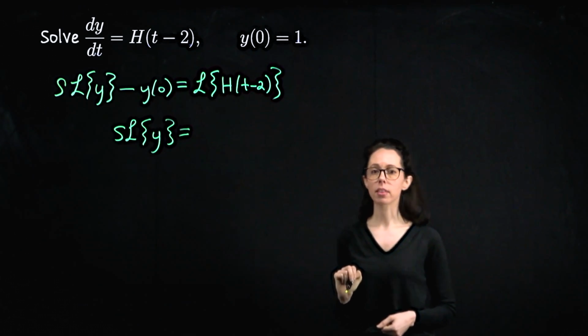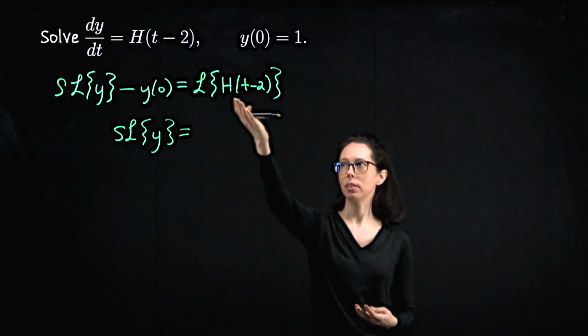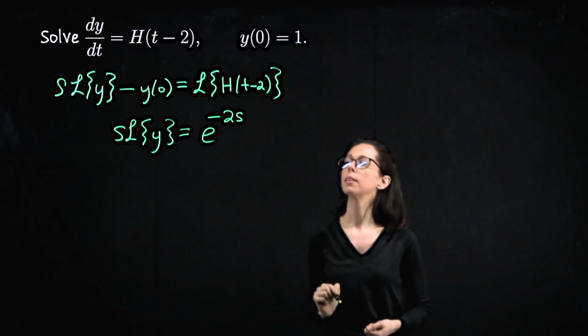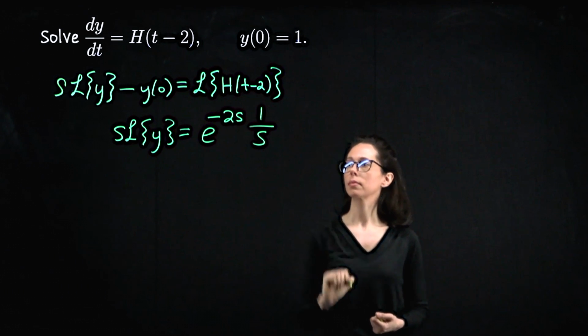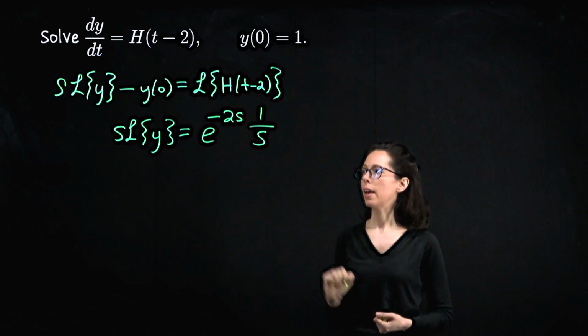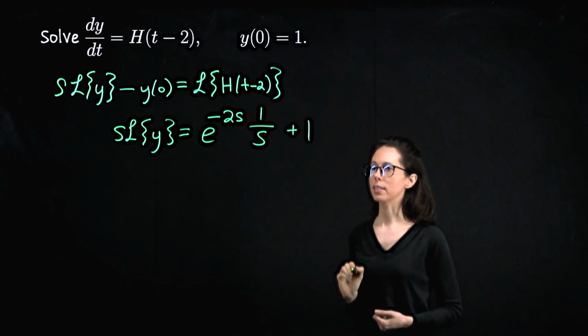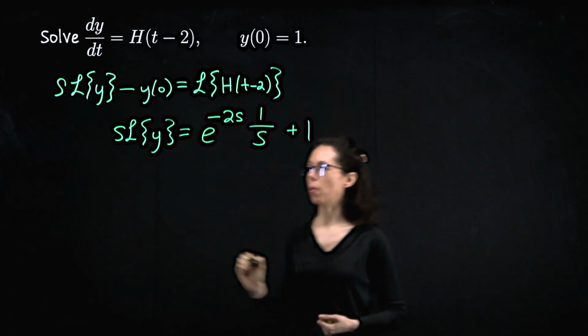In the last video, we found the Laplace transform of h of t minus 2. We did it in terms of h of t minus a. It was e to the negative 2s times 1 over s. And then we need to add to this y of 0, which is 1. So that's our right-hand side. Divide by s, and we can isolate the Laplace transform of y.